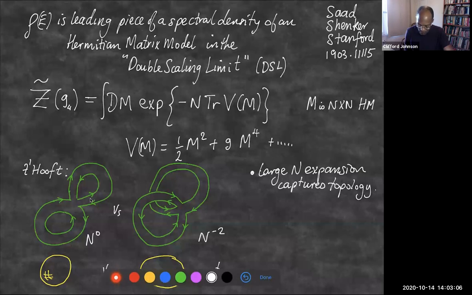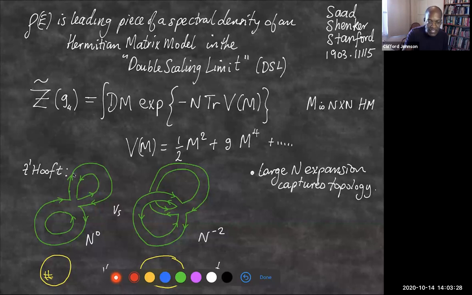I should think of, what color should I use? Red. I should think of these diagrams. And by the way, I'm doing quantum field theory here. M gives me a propagator. M squared gives me a propagator. M to the 4 gives me a vertex. So that's why I have quartic vertices here.